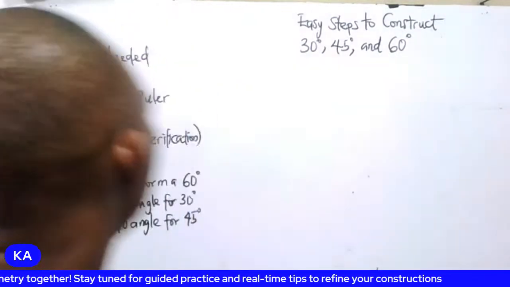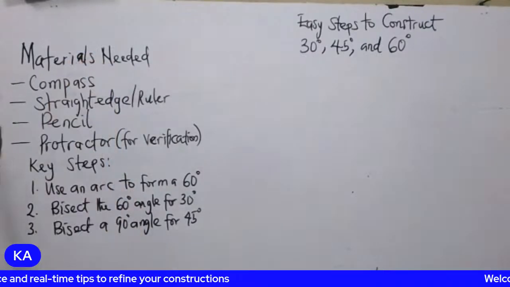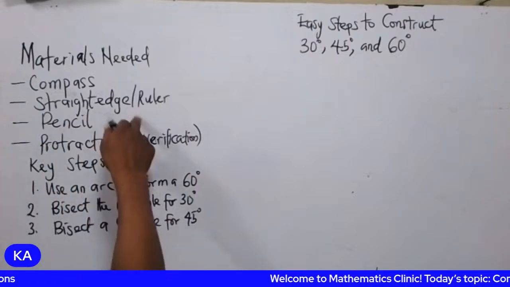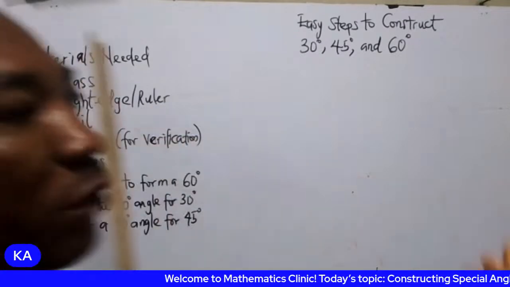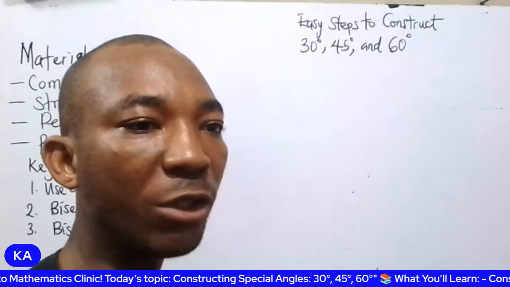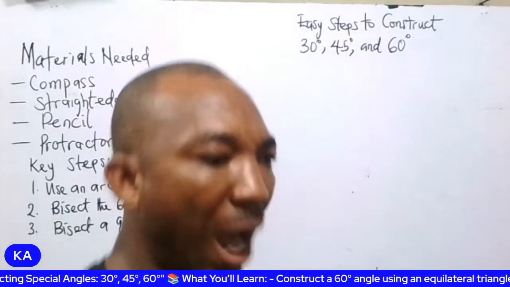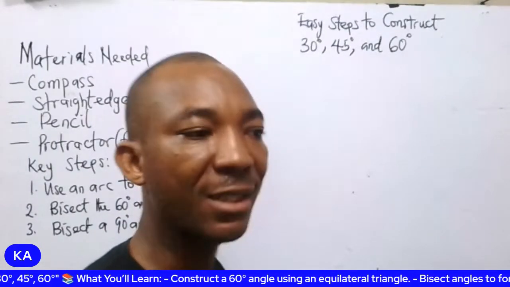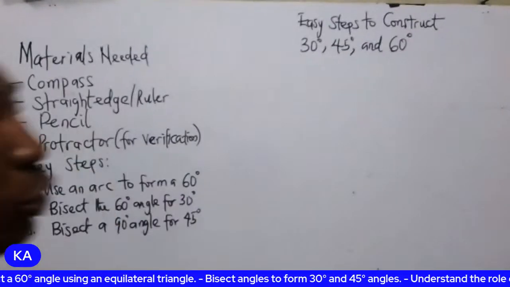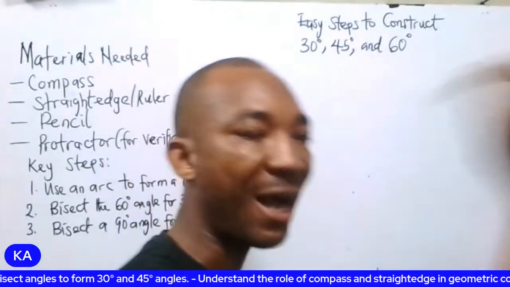What materials do we need in this class? We are going to need the following: a compass, I'm sure you know a compass, and a straight edge or ruler. Another name for straight edge is set square. You remember the set square? Yes, the one inside your mathematical instrument set. We also need a pencil. For me, I'm going to make use of my marker.